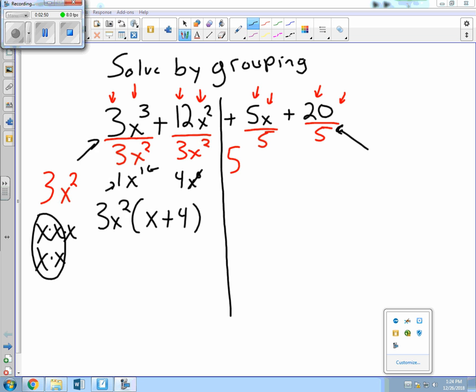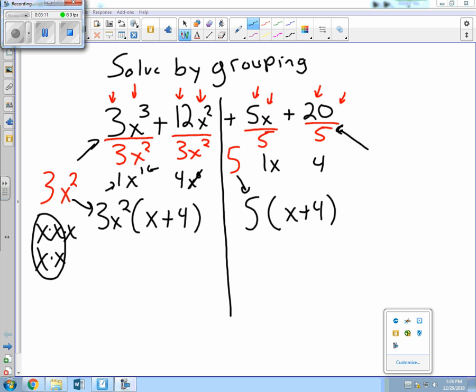And I'm going to rewrite my answer in black. So 5, parentheses. The reason this is 5, and the reason this is 3x squared, is because it's the number I'm dividing by. So 5x divided by 5 is x, so I can just write x. And 20 divided by 5 is just 4, so plus 4. Okay?